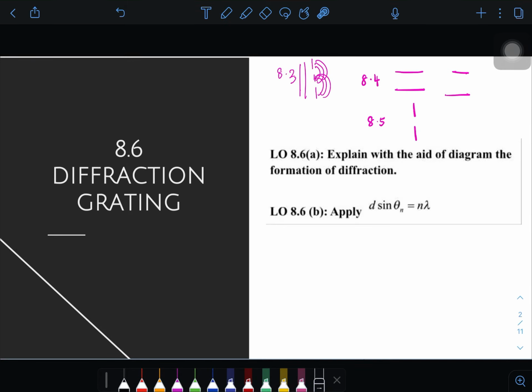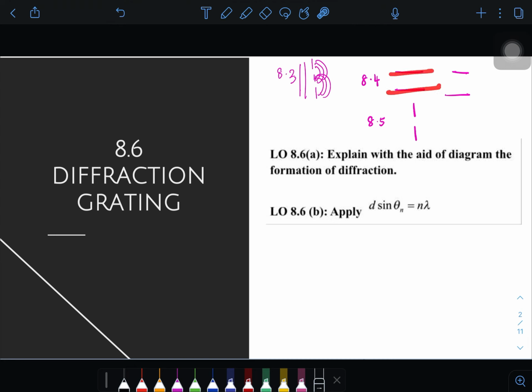Okay, untuk kelas hari ini kita akan masuk kepada 8.6, which is diffraction grating, the last subtopic in chapter 8. Okay, in 8.1 and 8.2 kita dah belajar interference and coherent sources. Okay, 8.3 kita dah belajar yang double slit. So yang double slit ialah dua slit yang dibuka.